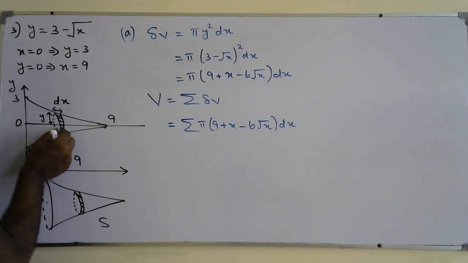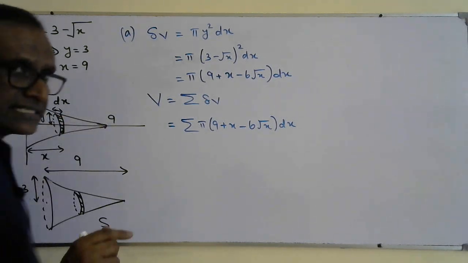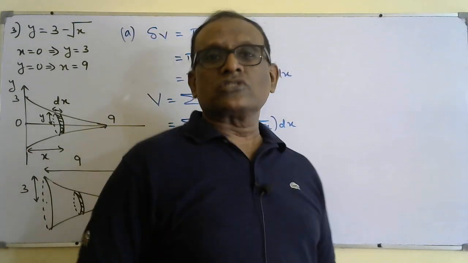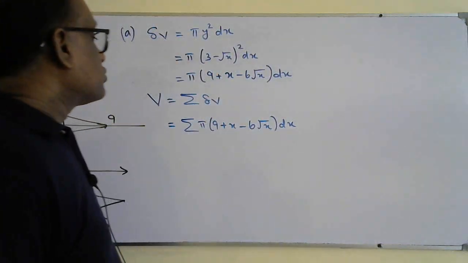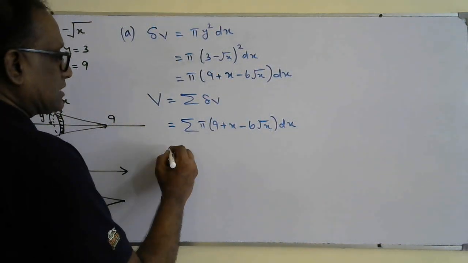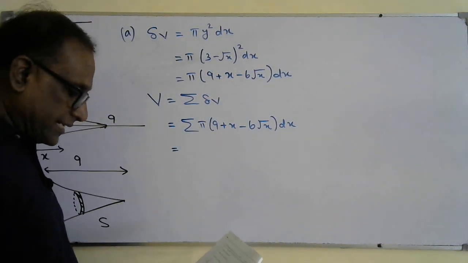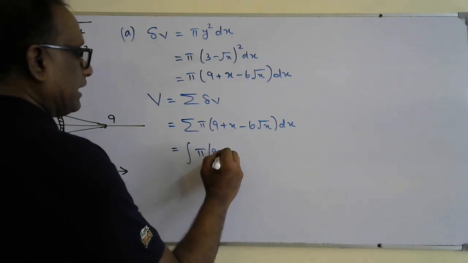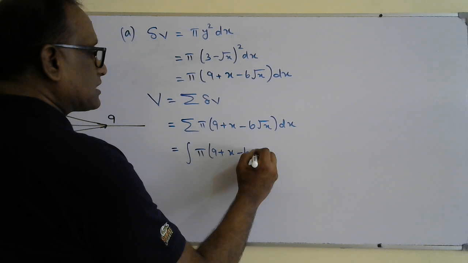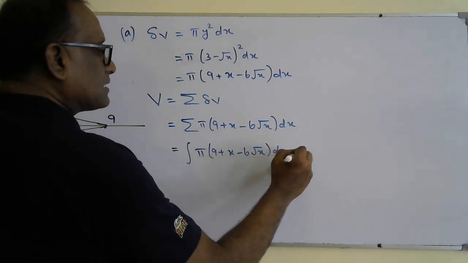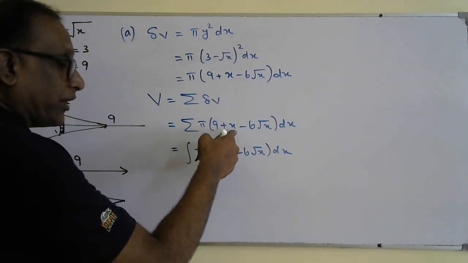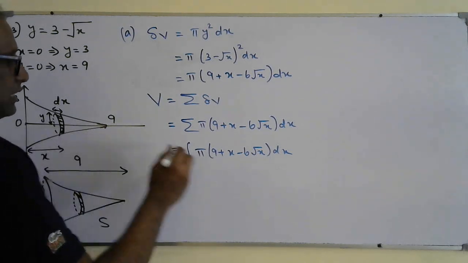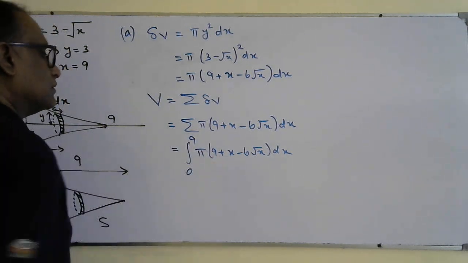If I imagine many different tiny discs, and I add the volume of all those discs, I'll get the final volume. So a sigma with a variable means it's going to be an integration. So that's going to be the integral of pi (9 plus x minus 6 root x) dx. So x is going to be from where to where? From 0 to 9. That's all.